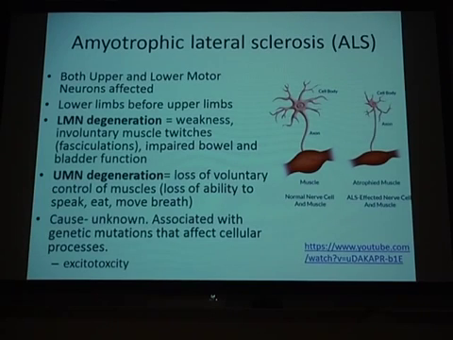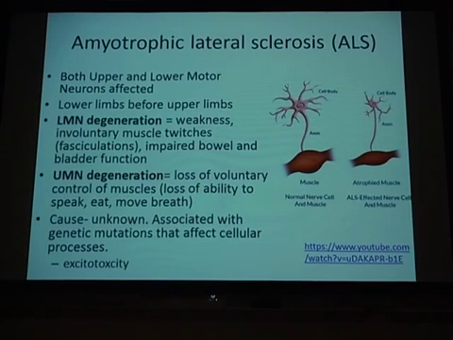It mainly affects the cells in the ventral horn of the spinal cord. So what we see is muscle weakness, fasciculations, impaired bowel and bladder function, but it also does affect the upper motor neurons in the cortex, and so you will see that eventual loss of voluntary muscle control. It does not affect any other neurons in the cortex, so cognition, emotional control, all of that stuff remains completely intact, but the ability to control movement, the ability to initiate movement is diminished. The cause of ALS is unknown.